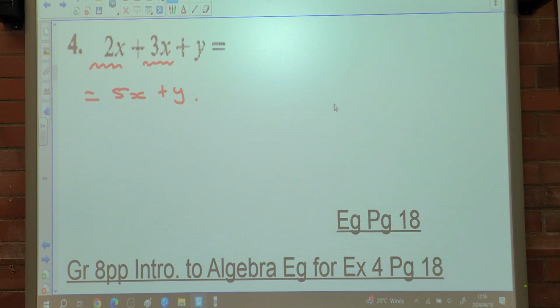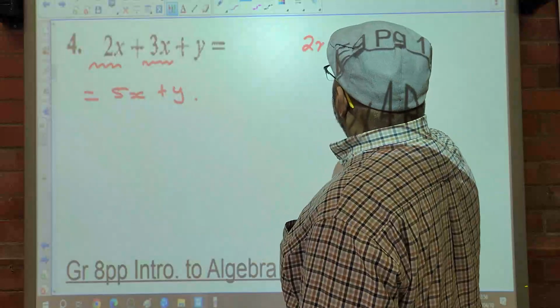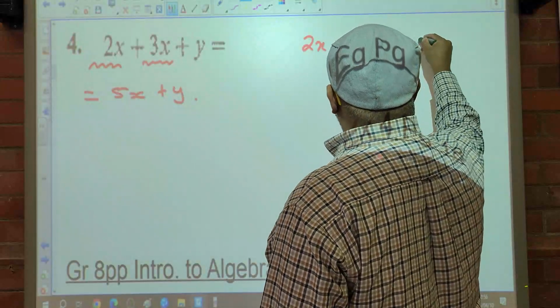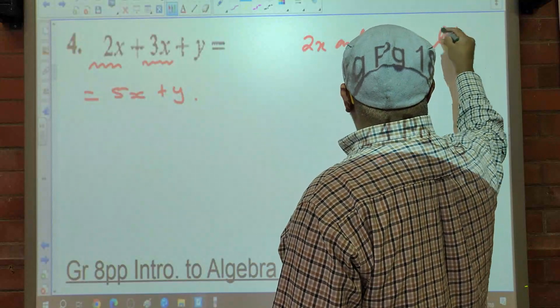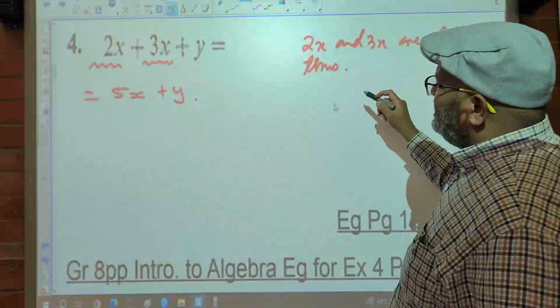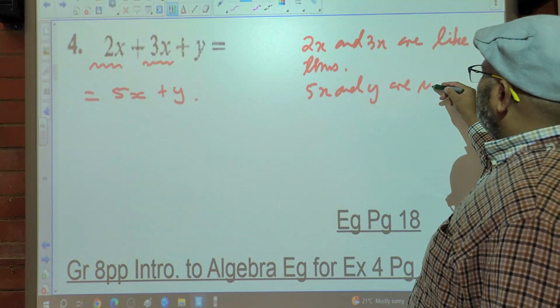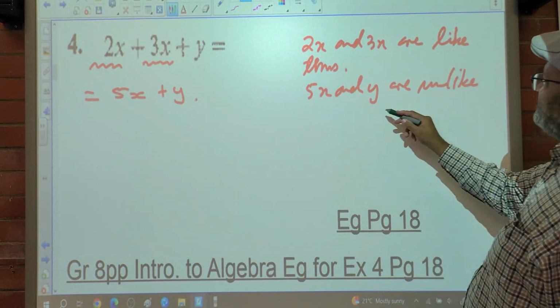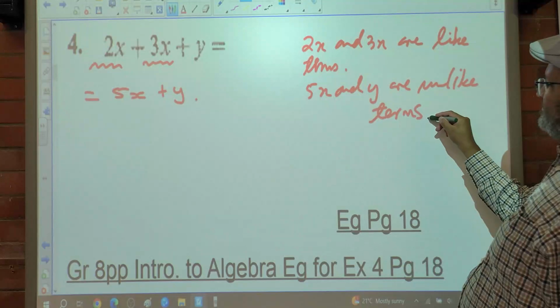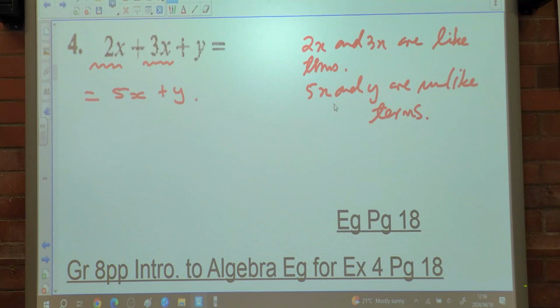So make a note there. 2x and 3x are like terms, and then 5x and y are unlike terms. Okay. So when we're adding and subtracting, we can only add and subtract like terms. Okay? You guys understand?